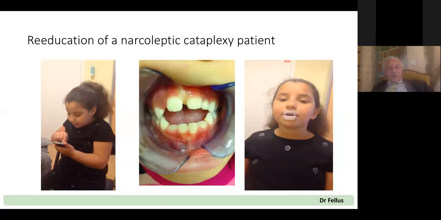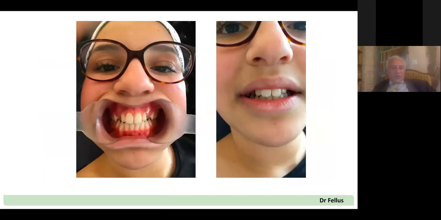And this re-education is also good for patients who can't pay attention. It's the case for narcoleptic cataplexy patients. You can see this girl, whose only attention is to play on the earphone, and she has a great open bite, and she doesn't want to learn. She went twice to a speech therapist, but she didn't understand anything. She accepted to put the Froggymouth, and you can see without any appliance, we have corrected her occlusion.